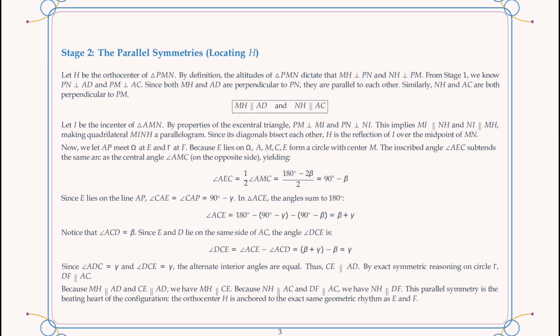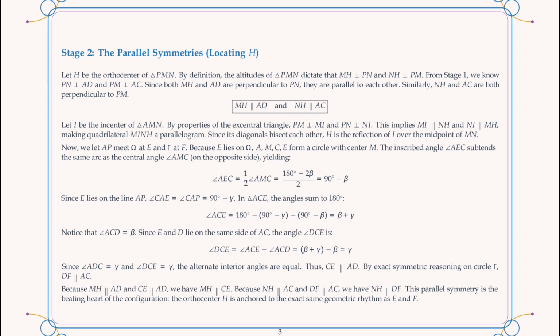Page 3, Stage 2. Stage 2, The Parallel Symmetries, Locating H. Let H be the orthocenter of triangle PMN. By definition, the altitudes of triangle PMN dictate that MH is perpendicular to PN, and NH is perpendicular to PM. From stage 1, we know PN is perpendicular to AD and PM is perpendicular to AC. Since both MH and AD are perpendicular to PN, they are parallel to each other.